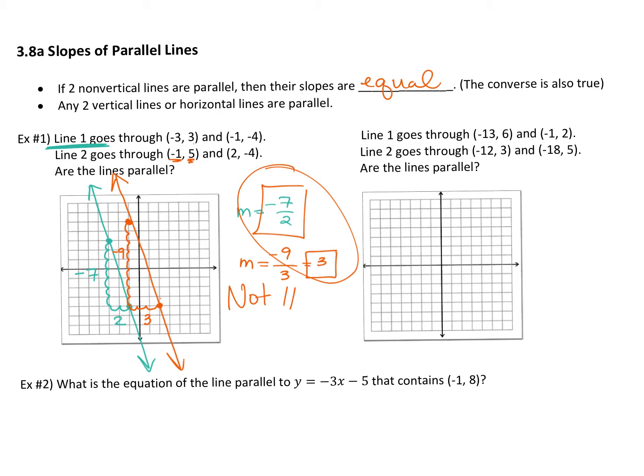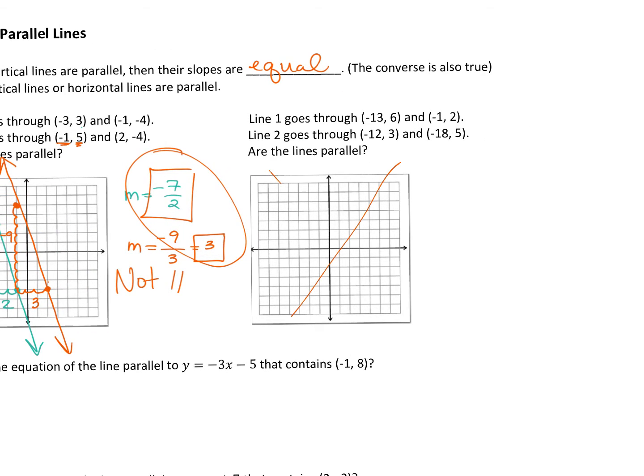If we were not to graph it, actually on this next one, we're just not going to graph it. I'm going to show you, if you don't graph it, how you figure this out. What is the slope formula? y2 minus y1 over x2 minus x1. Okay, so let's do that.